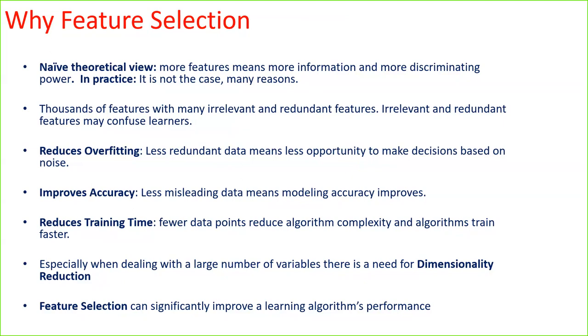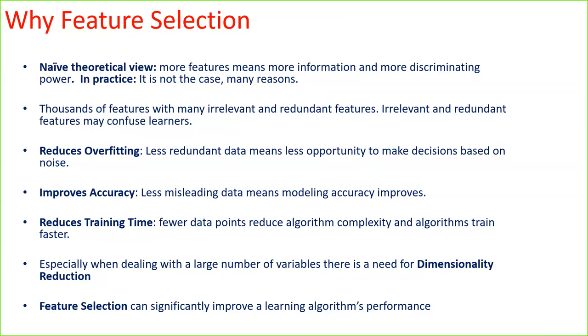Okay, so one reason is that there are many features with many irrelevant and redundant features. Because of these irrelevant and redundant features, learners may get confused sometimes, right? The learning algorithms may get confused sometimes. And selecting a subset of features reduces overfitting, because less redundant data means less opportunity to make decisions based on noise. That's why it reduces overfitting.